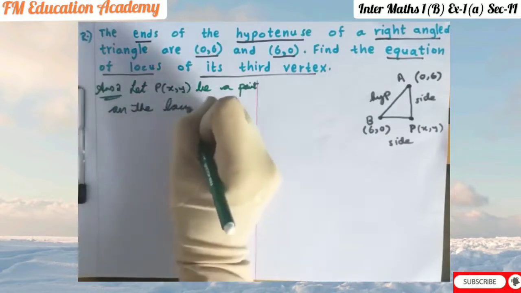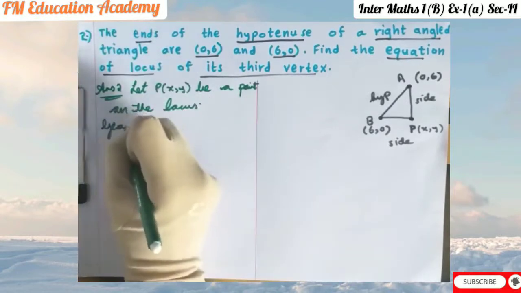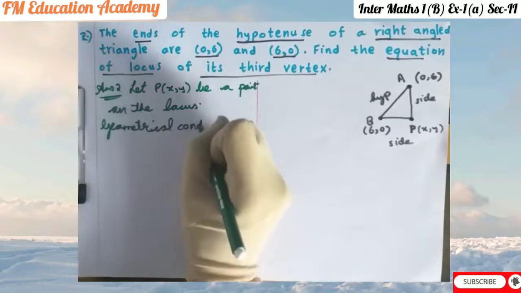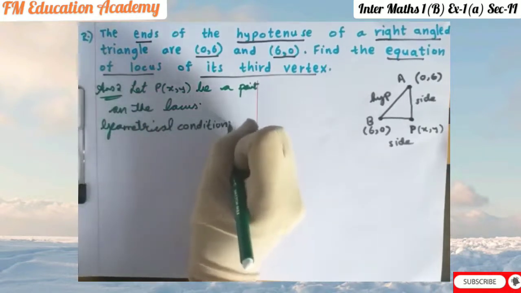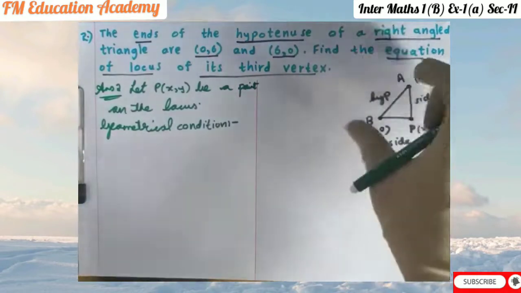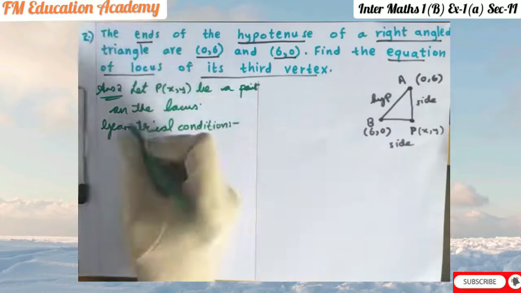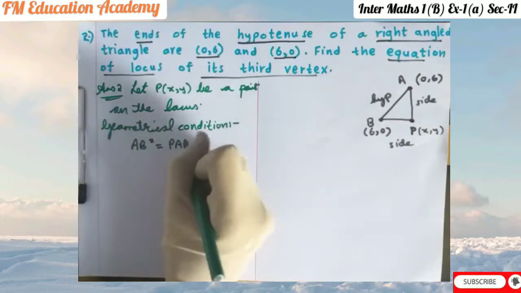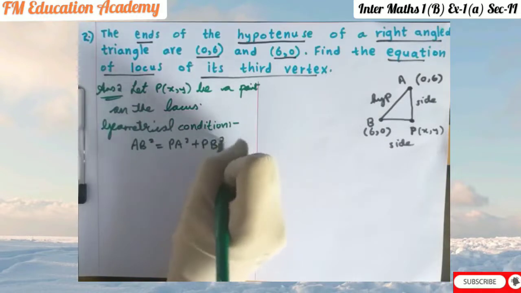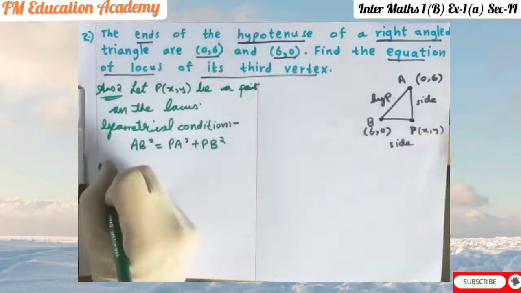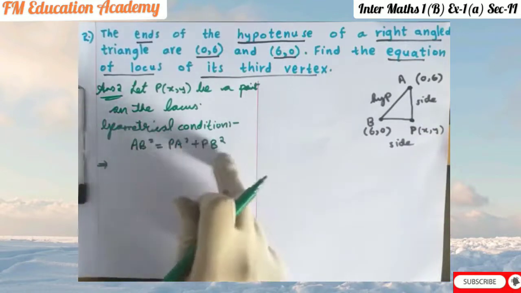The second step is our geometrical condition. So the geometrical condition given to us over here is hypotenuse square is equals to side square plus side square. What is the hypotenuse square here? AB square. So AB square is equals to PA square plus PB square is our geometrical condition to be satisfied by P. So here again AB, PA and PB are distances.